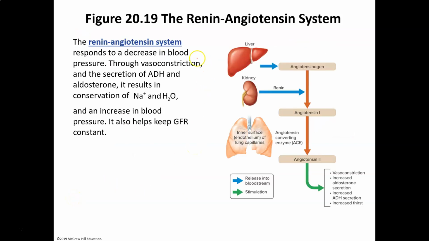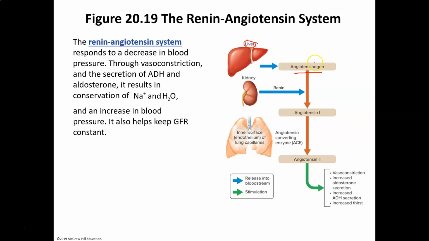Okay, the renin-angiotensin-aldosterone system. It used to be called the RAS system, and now we refer to it as the RAAS. Renin-angiotensin-aldosterone system. But what is all this stuff? Okay, so we have to start with the liver. The liver makes a protein. The protein is called angiotensinogen.